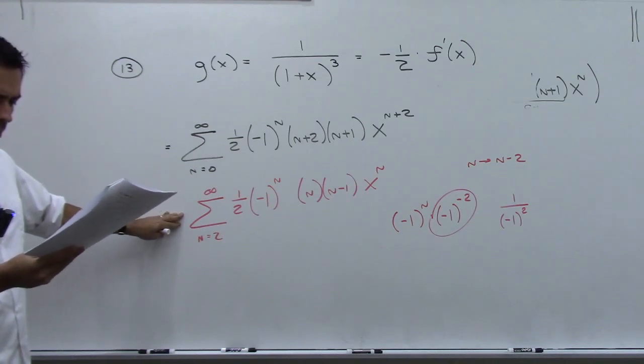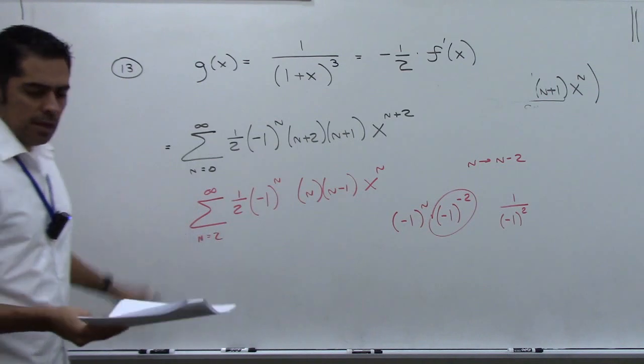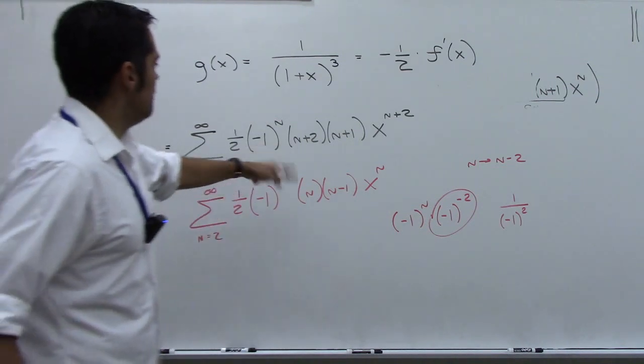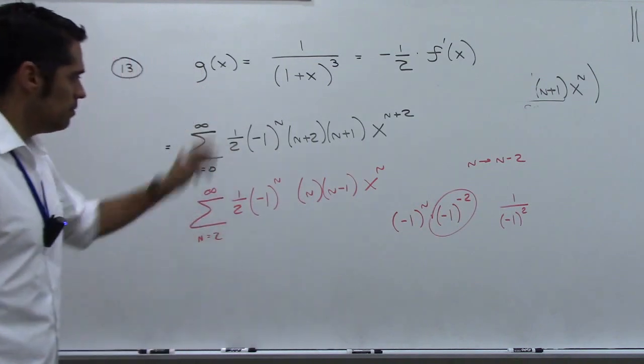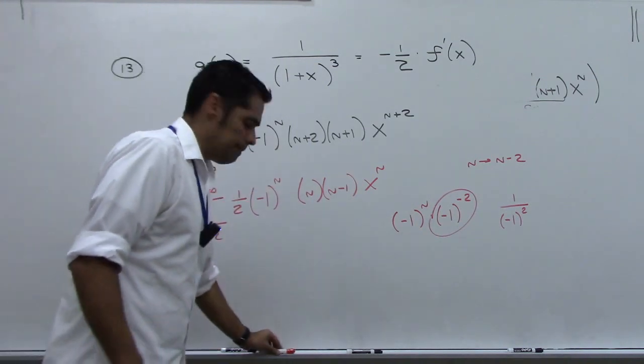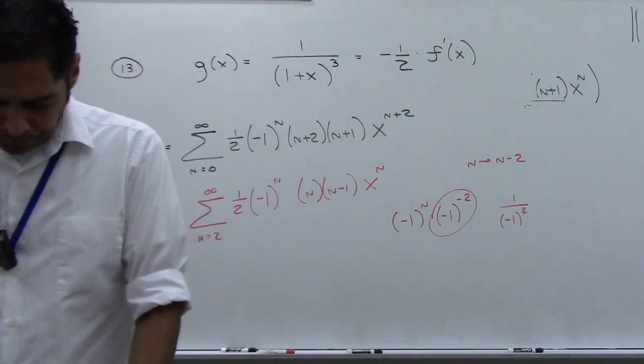Make sure I've got all that 1/2 in there. Yep. Okay. And then you could do the ratio test and figure out, it doesn't ask for it, but you could do the ratio test and figure out the radius of convergence. All right, that's 13.